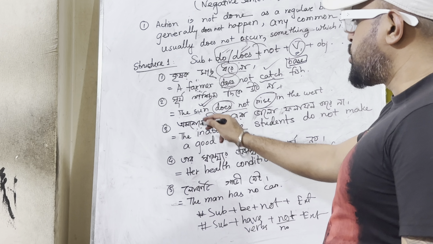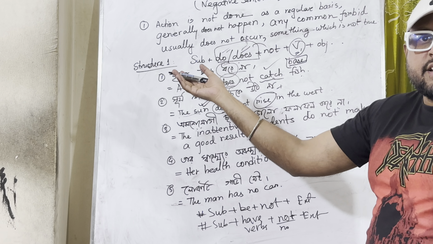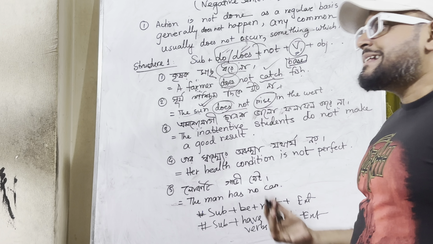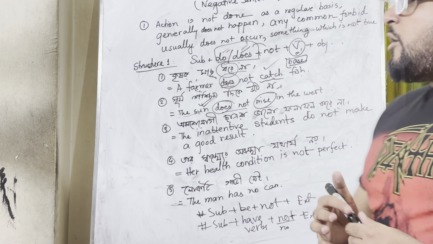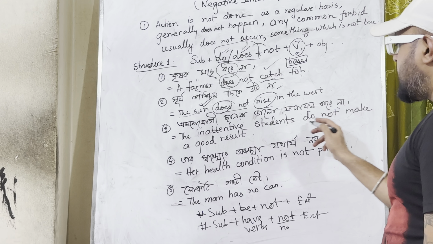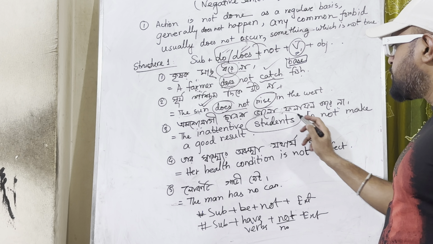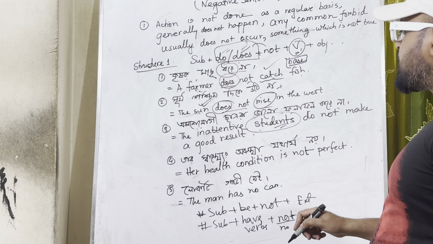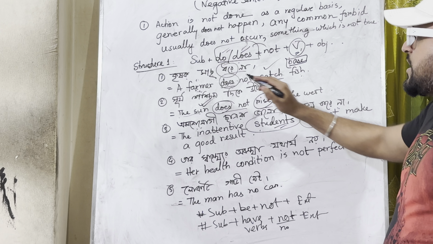Okay, then number 3, অমনোযোগী ছাত্ররা ভালো ফলাফল করে না. So it happens usually, commonly or generally, these things happen. Universally accepted or universally practiced expressions often go with present indefinite tense. So, the inattentive students do not make a good result. Inattentive students, the noun students is a plural noun, so whenever you are using a plural noun you need to use do not in place of does not.